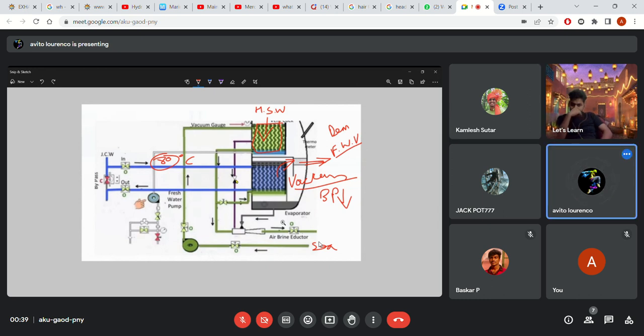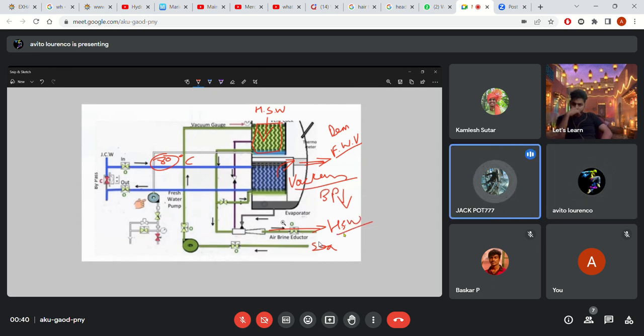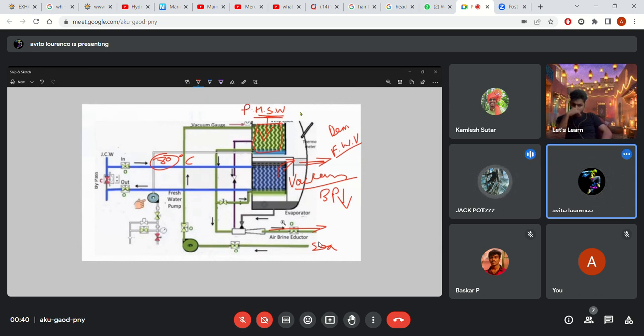Then this goes where? Back to the sea? Yes. But that means I'm sending heated salty water back to the sea. It's not heated. Preheated only, not fully heated. Just that slight heating that took place over here. Preheated, let's call it. So slightly warm water.